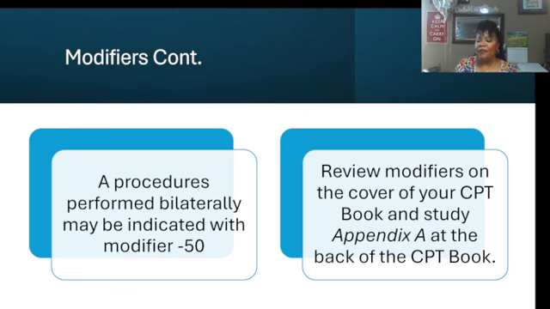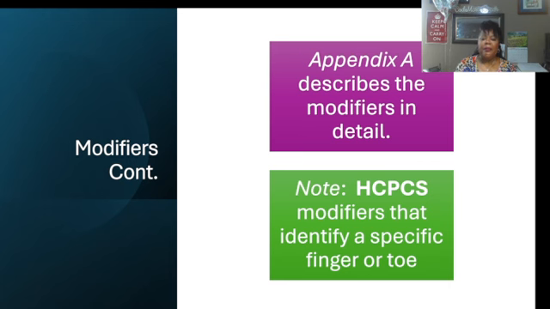So review modifiers on the cover of your CPT book, as well as study Appendix A that's at the back of the CPT book. They both identify the modifiers. Appendix A describes the modifiers in detail. HCPCS modifiers identify a specific finger or toe. Okay.